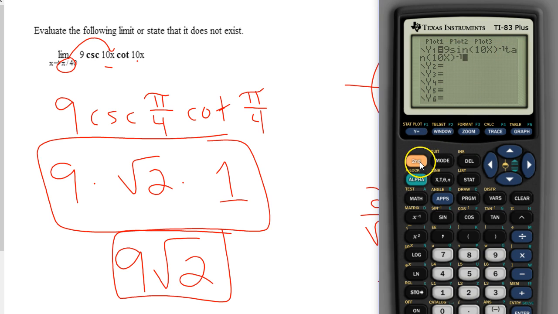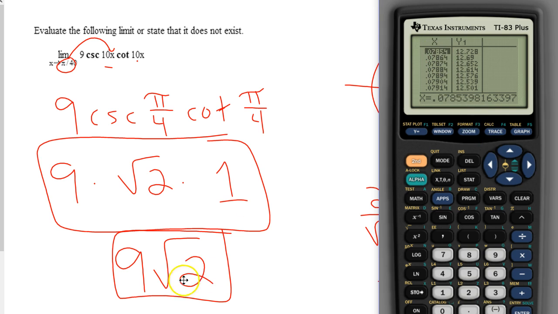Now I'm going to go to my table setup. I'm going to make my table start at pi over 40, and I just hit second pi over 40. Then I'm going to make my delta table 0.0001, something like that. Let's look at the table. So it always starts there at pi over 40. And then you can see as we're approaching that same number.